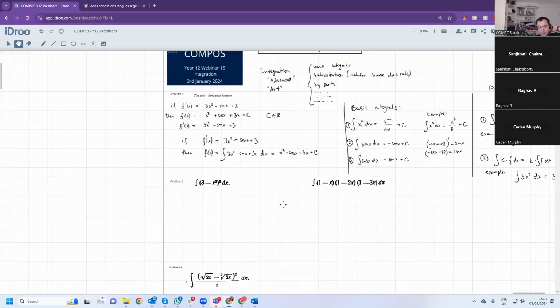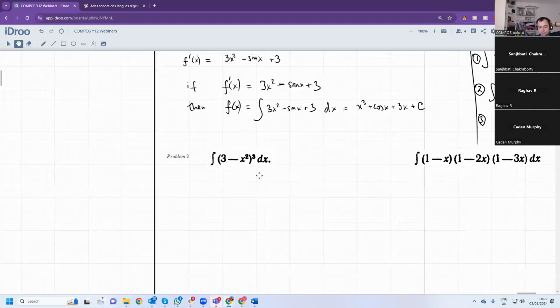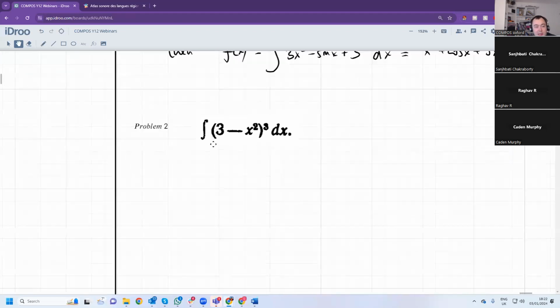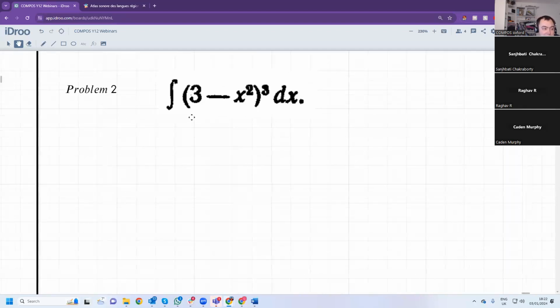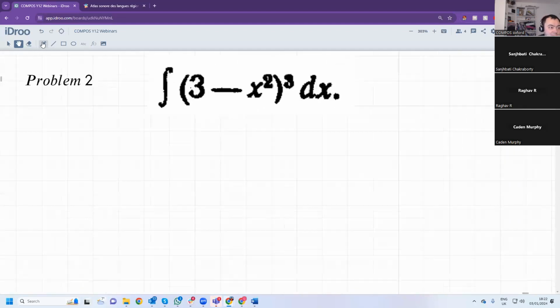Now, let's have a look at this one. It seems like a complicated function, but actually it's not that difficult. You just need to make this into something more user-friendly. So you've got (3 minus x squared) cubed. You need to simplify that, and you can use the binomial expansion here.